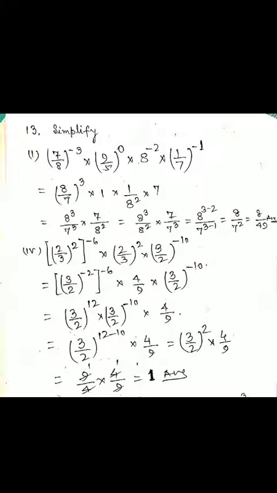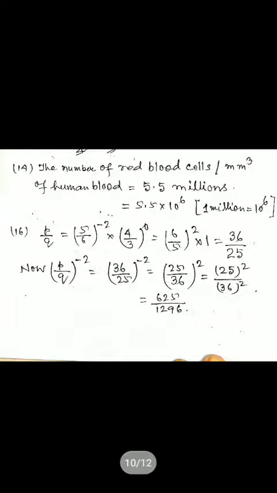Now it is 8 cube by 7 cube multiplied by 7 by 8 square. Now 8 cube by 8 square multiplied by 7 by 7 cube. So 8 cube by 8 square can be written as 8 raised to the power 3 minus 2, and 7 by 7 cube can be written as 7 raised to the power 1 minus 3, equal to 8 by 7 square, equal to 8 by 49. Answer.